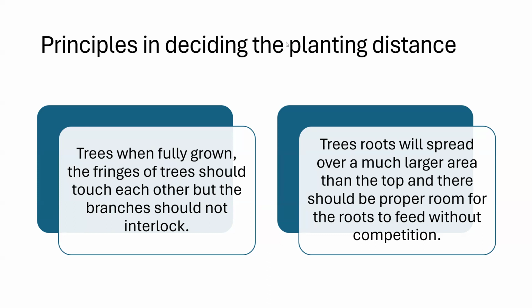And the second principle, trees' roots will spread over a much larger area than the top, and there should be proper room for the roots to feed without competition. So the planting distance should accommodate, or the space should be adequate enough to accommodate for the root system of every tree and to accommodate their nutrient requirement.